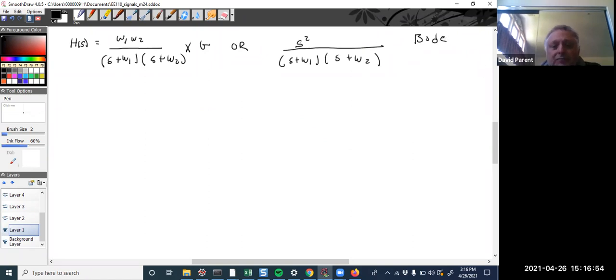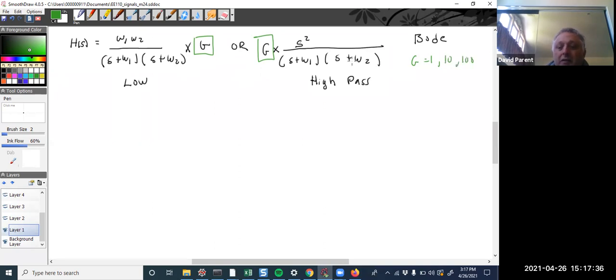So for the Bode plot, there were really 2 kinds of questions. One where it was a low pass, and one where it was a high pass. And then there were different gain factors, and G could have been 1, 10, or 100.